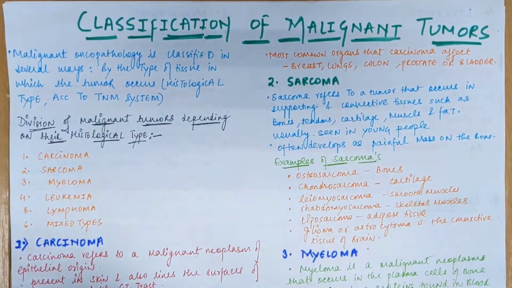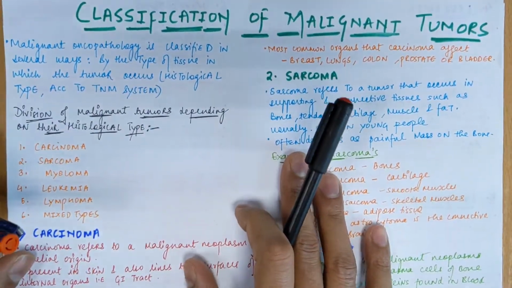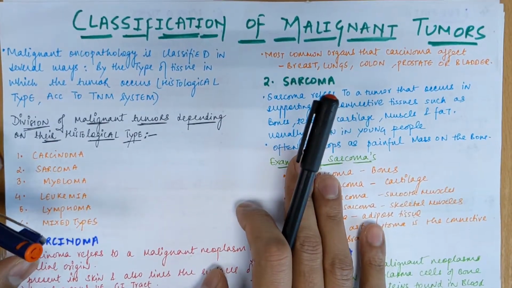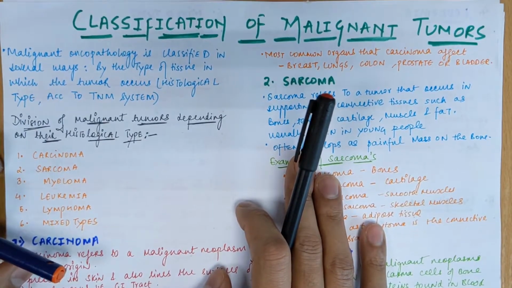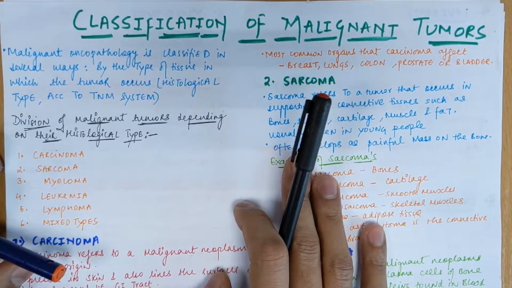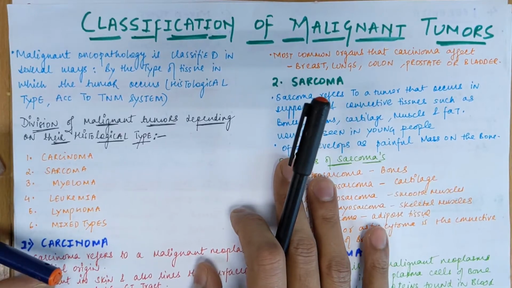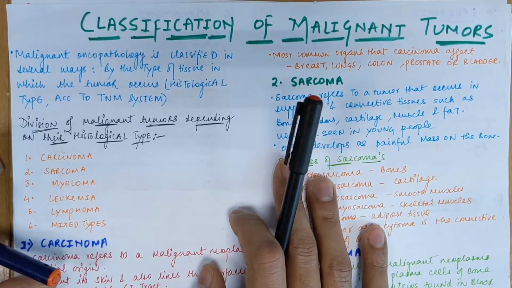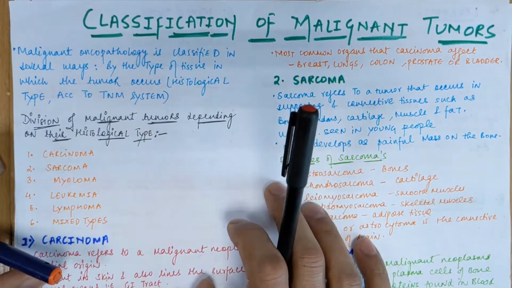Hello everyone, in this video we'll be doing a brief discussion on the classification of malignant tumors, the case of cancers and different types of tumors. First of all, malignant oncopathology is classified in several ways: on the basis of the type of tissue in which the tumor occurs, that is the histological type, and according to the tumor classification, that is the TNM system, which we will also discuss in a later video.